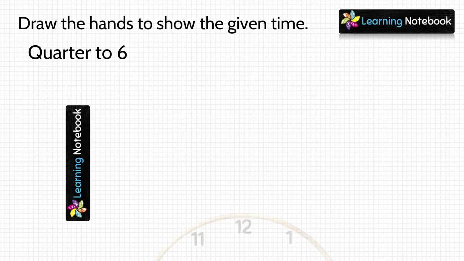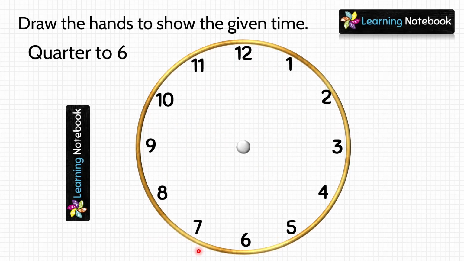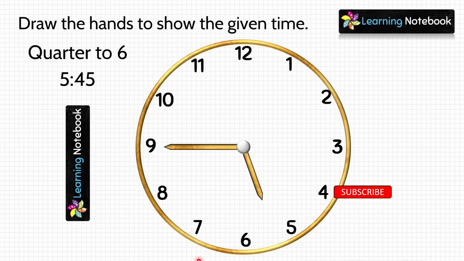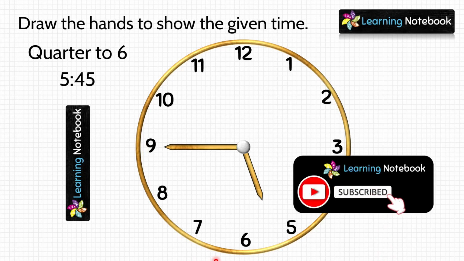Now let's do the last question. Here we have to show the time 5:45, which can also be written as 5:45. Okay. So here the hour hand should be in between 5 and 6. And we have to represent how many minutes? 45 minutes. So this means minute hand should be at 9. So this is how we can represent quarter to 6.